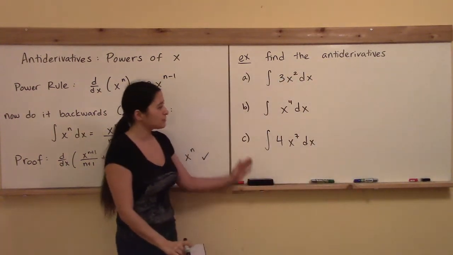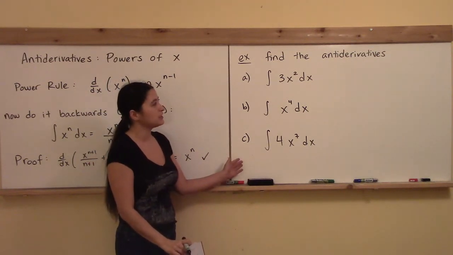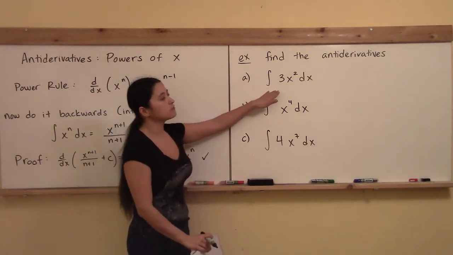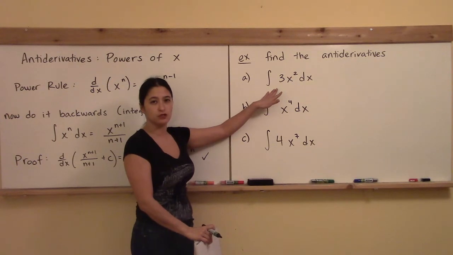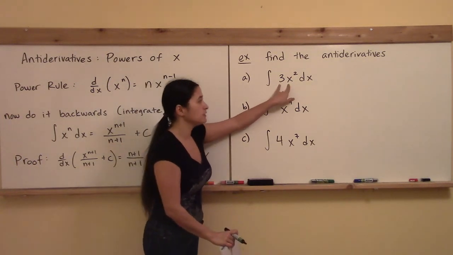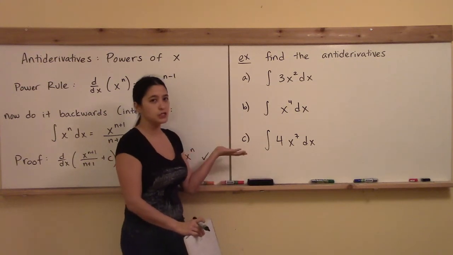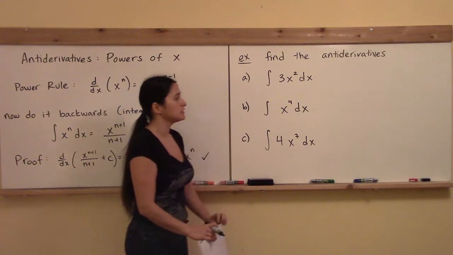Okay, are you ready for some practice by yourself? Alright, so I've got some integrals lined up right here, also known as antiderivatives. Now what I'm asking you is, what is the function such that if I took the derivative of it, the derivative of the function is 3x squared? That question is posed mathematically by writing, what is the integral of 3x squared dx.